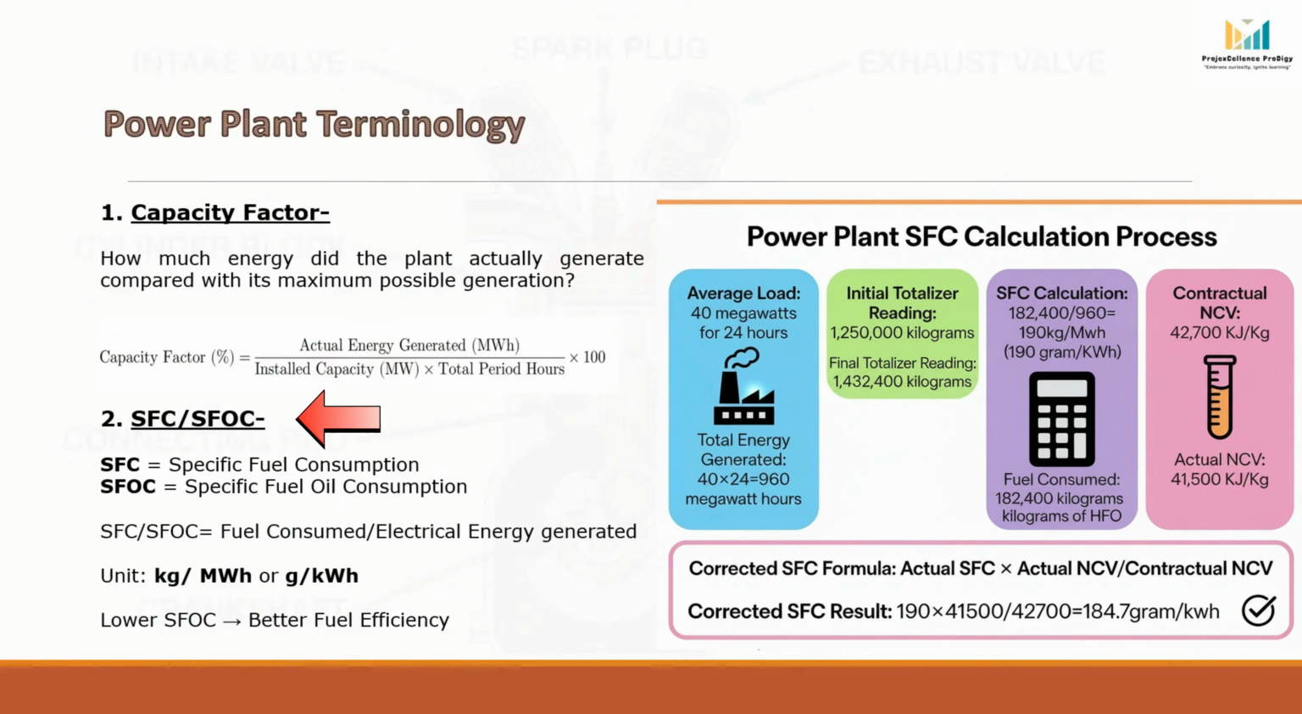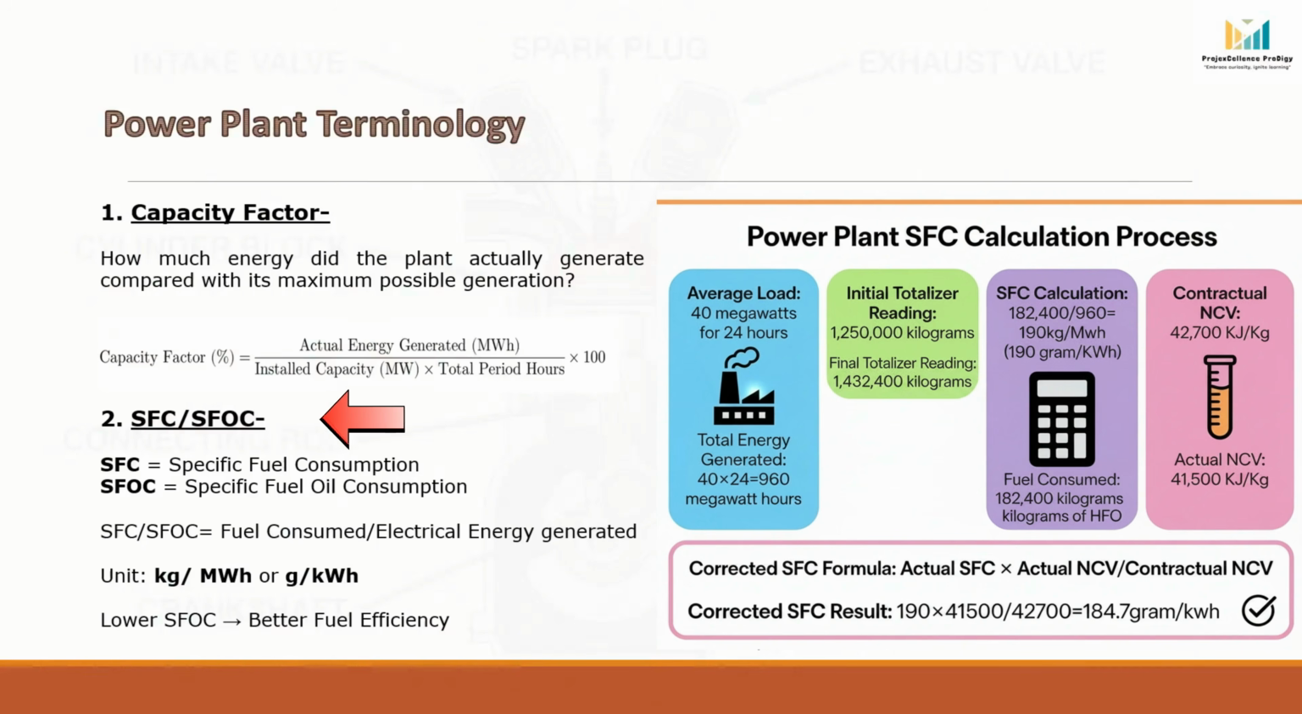The mass flow meter measures the mass of fuel flowing through the system, which is recorded in kilograms per hour or tons per hour. The system can also provide a totalized reading, which will show the total fuel measured over a certain period. For example, suppose at the beginning the totalizer reading was 1,250,000 kilograms, and after 24 hours the reading is 1,432,400 kilograms. So our plant consumed 182,400 kilograms of HFO during these 24 hours.